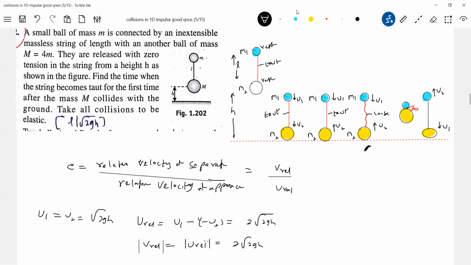And what is L? L is our distance. So from here to here, the time is what is being asked here, no? So what time will it take to collide? These two times, will they be equal? TA and TB. They collide, again they'll get separated, again the string will become taut.